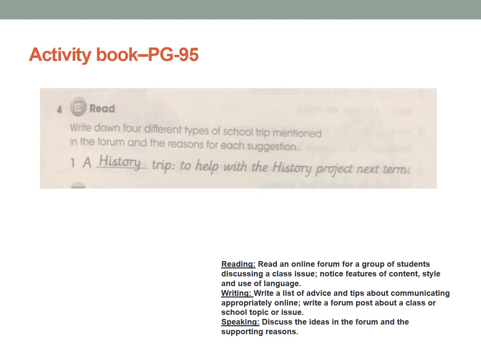Now get back to your activity book, page number 95. Write down 4 different types of school trip mentioned in the forum and the reason for each suggestion. Now if you see your activity book, page number 94, there is a forum there in Activity 1. In this you need to write down in your copybook. Take out your notebook and write for this. Write down the 4 different types of school trip they have mentioned. What are the 4 different types?